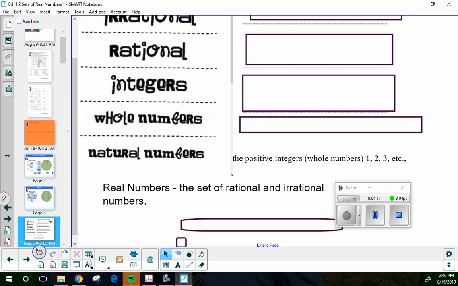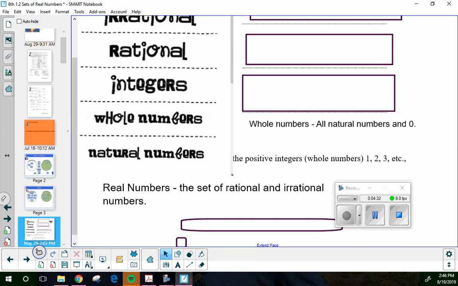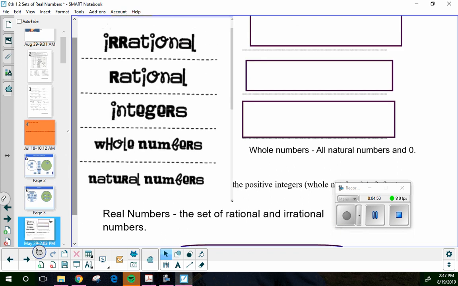I like to tell kids that natural numbers are what kindergartners use. If you tell a kindergartner to start counting, they're going to go 1, 2, 3, 4, 5. What number do they skip generally? 0. A 0 belongs in the whole number category. It's all the natural numbers plus 0. There is no difference between whole and natural numbers except for 0. All right. So you can just put the whole numbers, the natural numbers plus 0.